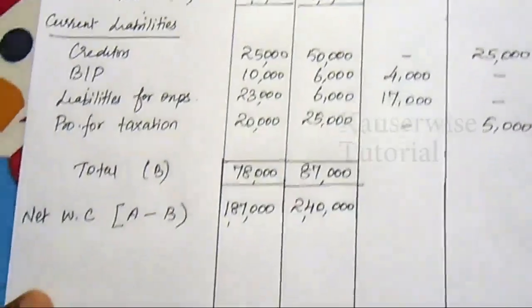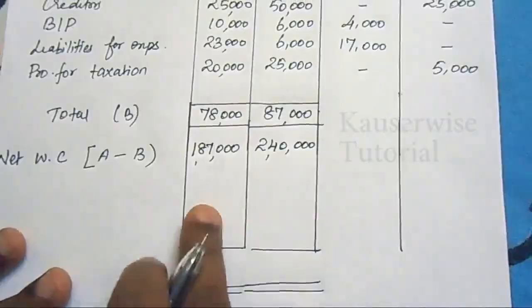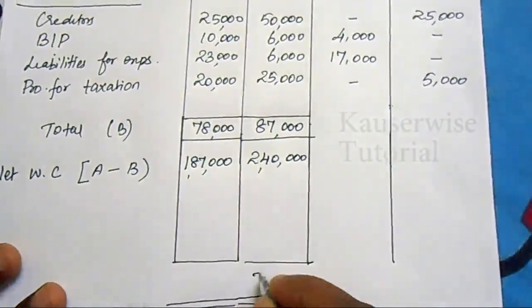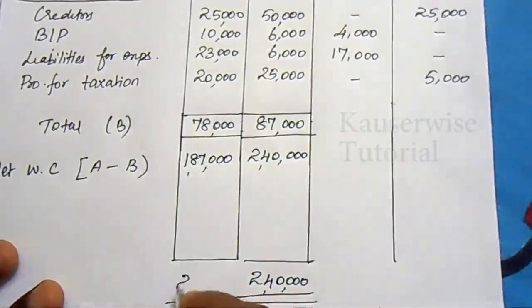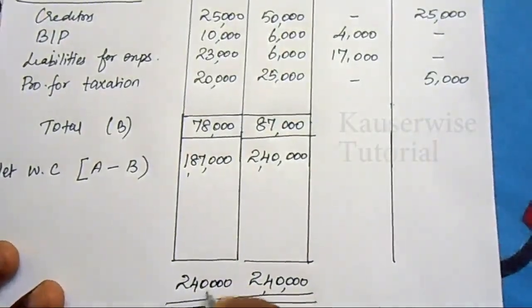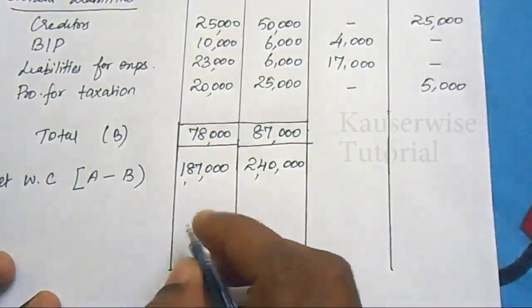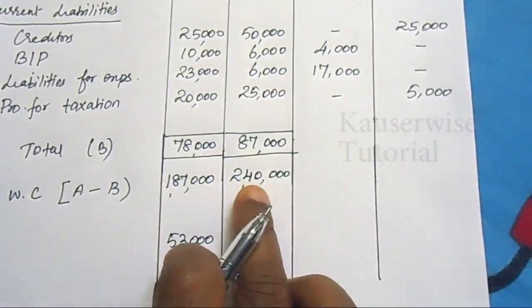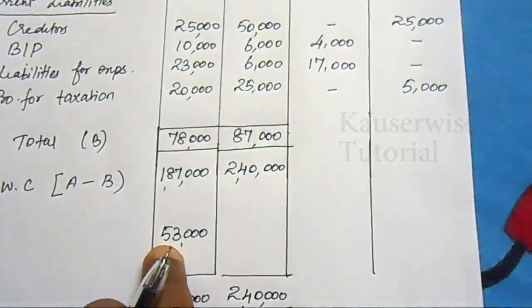Okay, now get the balance. So which side is the highest value? 2014 is higher than 2013. Put this value 2,40,000 and enter the same amount for the first year also, 2,40,000. So what is the difference here? You will get the balancing figure. How much? What is the balancing figure here? 53,000. The current year working capital is more than the last year working capital. That is, it increased. How much increased? 53,000 increase in working capital.